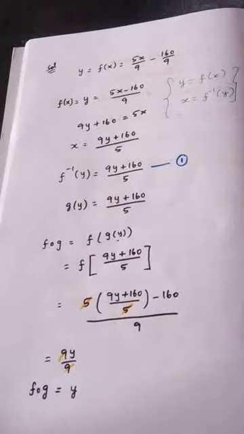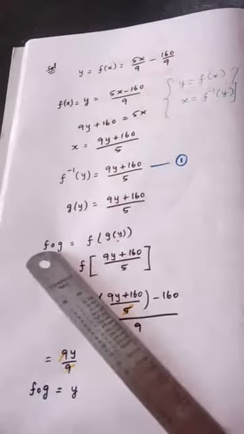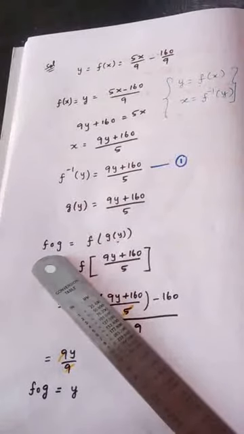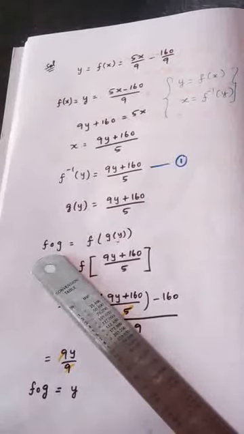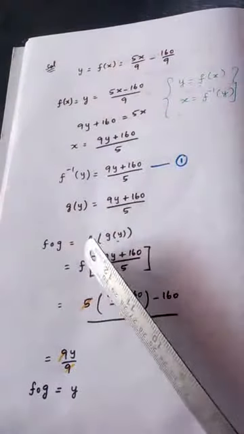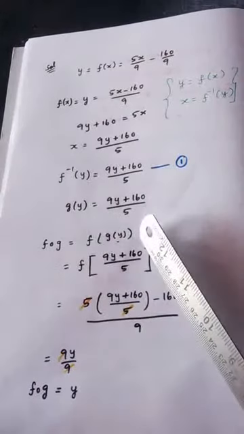What are the two conditions? First I will try to calculate f composite g. The formula is, I hope that everybody has gone through the formulas properly before coming into this. If you haven't, please don't watch this video, go to the previous video, memorize the formula and come back here. So f composite g is nothing but f of g of y.